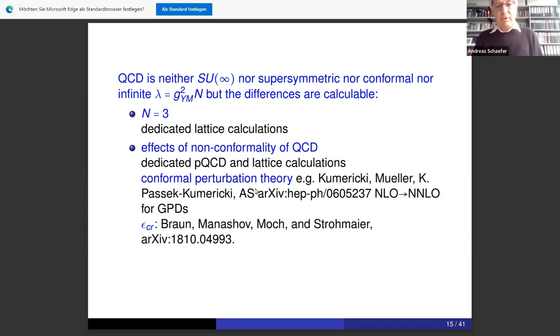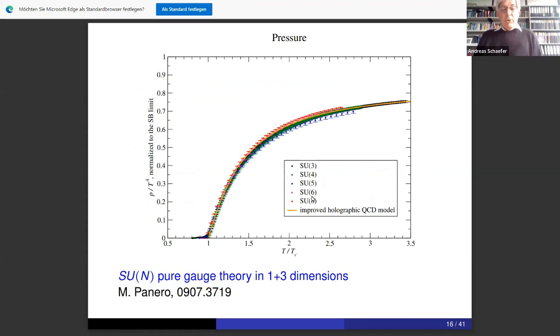It's not really a conformal theory. You can calculate the effects of non-conformality either by what is called conformal perturbation theory, and we did that, or for example in dimensional regularization you can tune the dimension, this epsilon parameter, such that it becomes completely conformal, and then you can calculate the correction in this epsilon. What you can also do is look at the effect of N not being very large, and that you can only do on the lattice because it's completely non-perturbative.